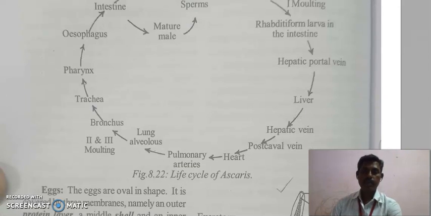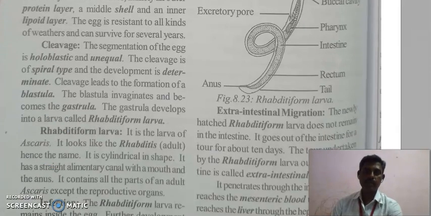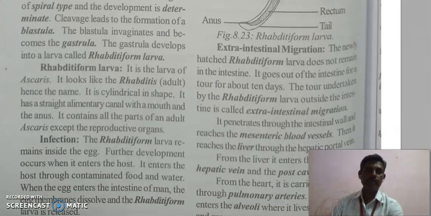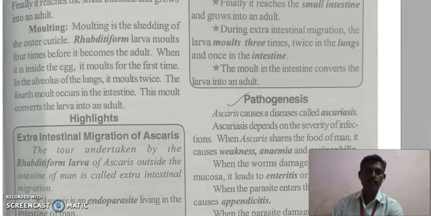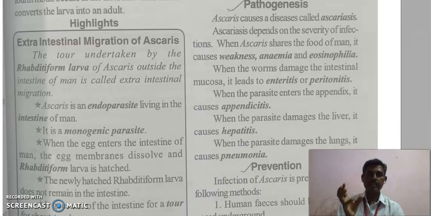So, it causes Ascariasis. Ascariasis is a disease caused by Ascaris. It depends on the severity of the infection. When Ascaris shares the food of a man, it causes weakness, anemia, and some other diseases also.